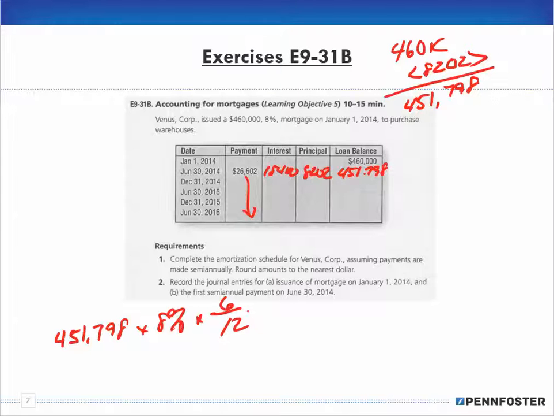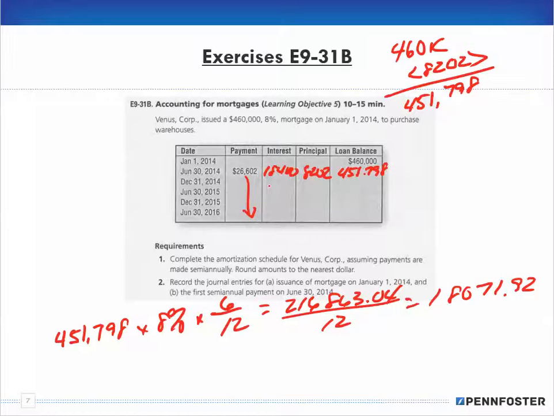So if I take 451,798 times 0.08 times 6, I end up with 216,863.04, and that's over 12. So I divide by 12, and I get 18,071.92, and we're rounding, so it's 18,702.